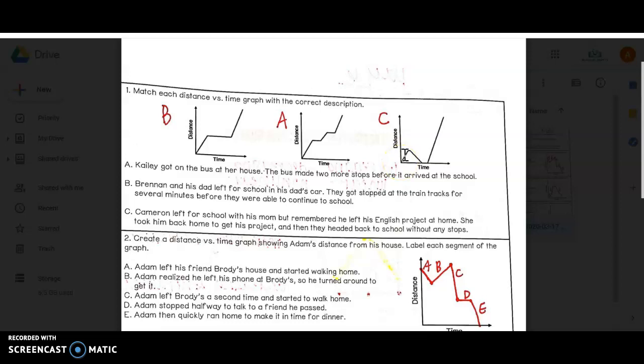Okay, so he leaves, he goes further away from his house, then he realizes he left his English project at home, so he actually goes back to his house. So his distance from his house is decreasing because he's going back home. Okay, now he's back home, and then he gets in the car, and then she's going to have to go a little bit faster to get him to school on time. So we're going away from the house. We're increasing our distance pretty quickly to get to school on time.